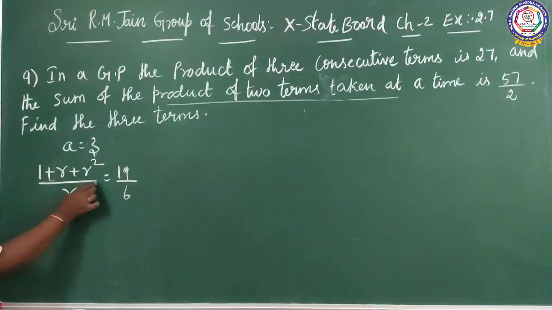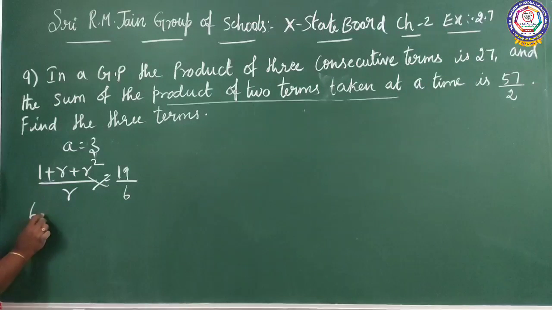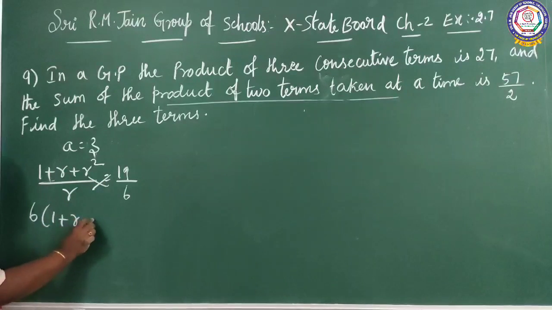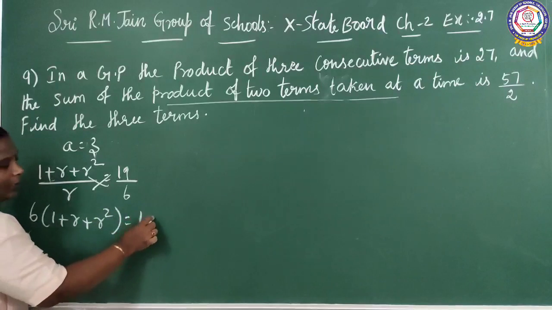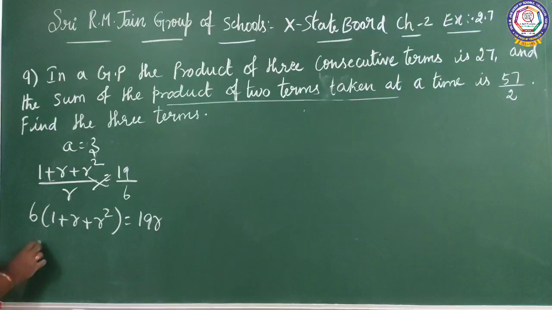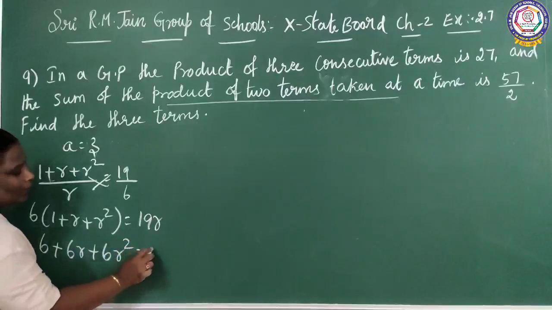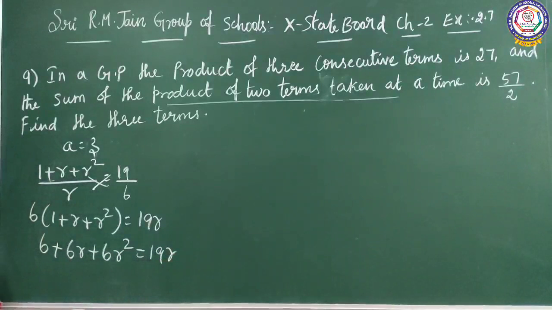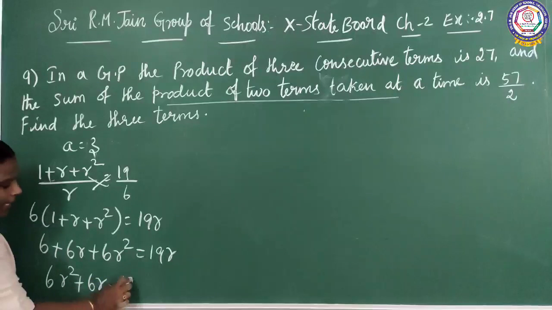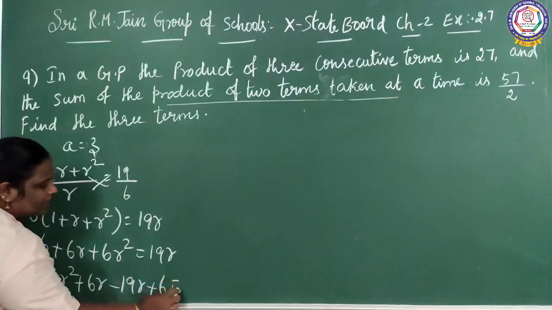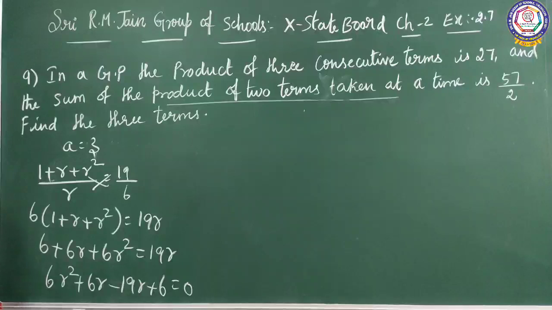See, cross multiplication. What is the value? 6 into 1 plus r square equal to 19r. 6 plus 6r plus 6r square equal to 19r. 6r square plus 6r minus 19r plus 6 equal to 0. You bring that 19r to this side.